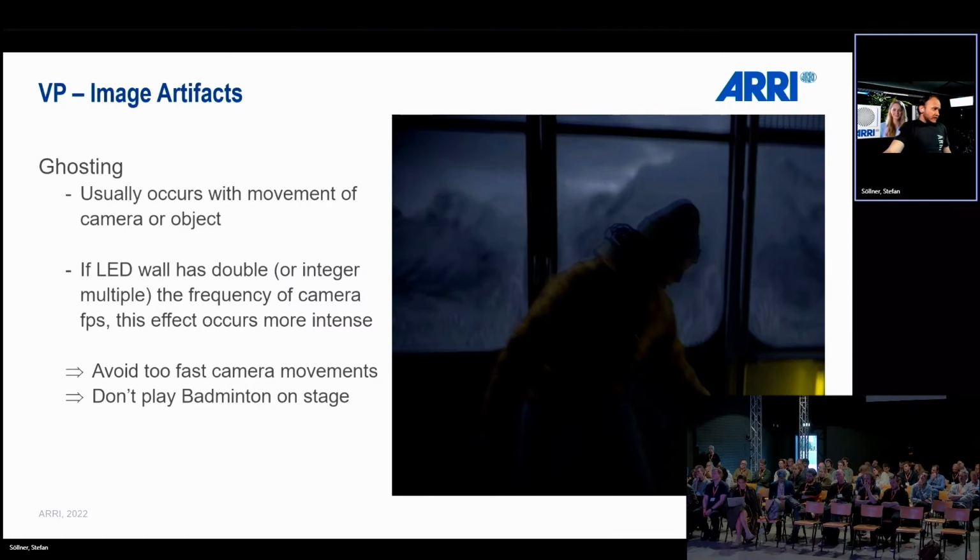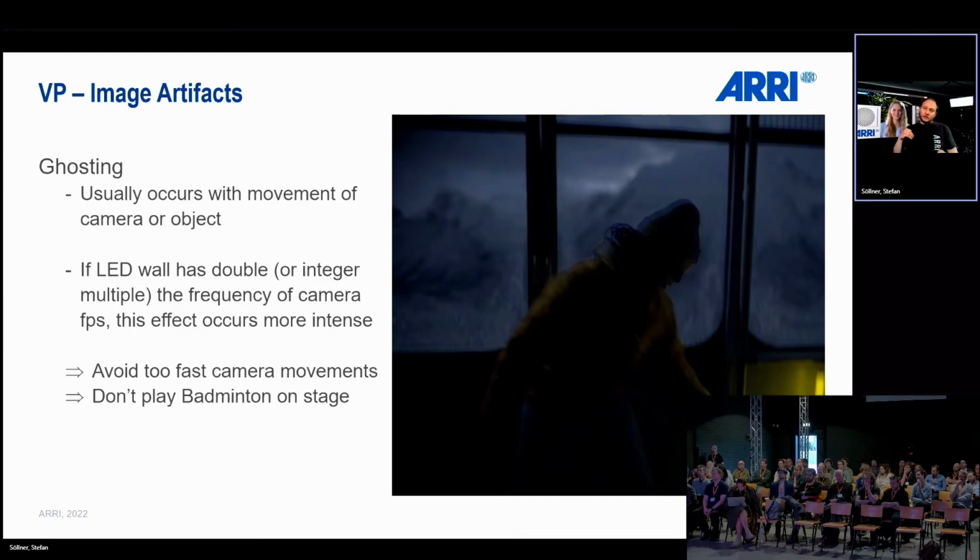What else can result? Well, let's go to the image artifacts. A very popular artifact we are confronted with by our customers and by other people who search for help is ghosting. Ghosting mostly occurs if you have a double exposure, and it usually occurs if you are moving something in front of the LED wall, or if your camera is panning in front of the LED wall or tilting in front of the LED wall.